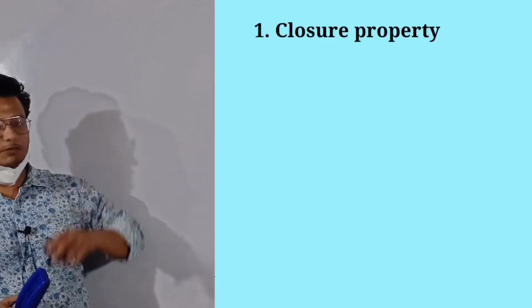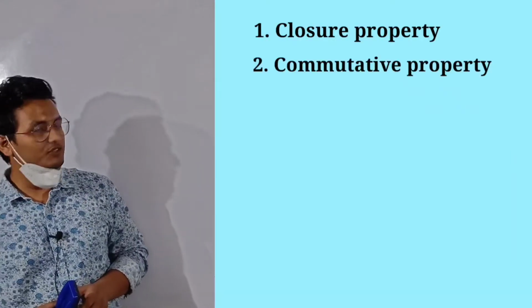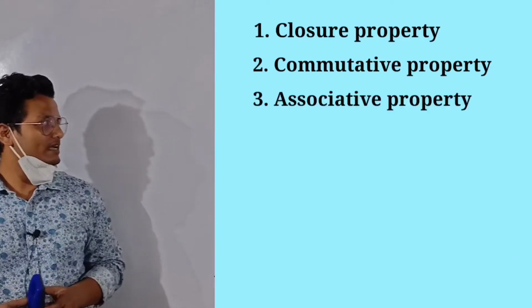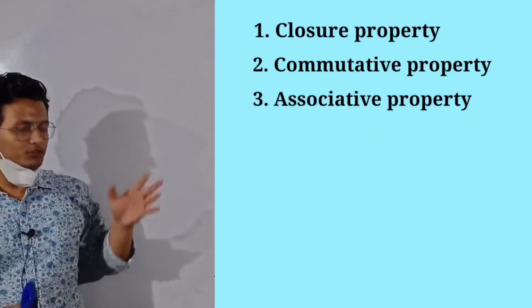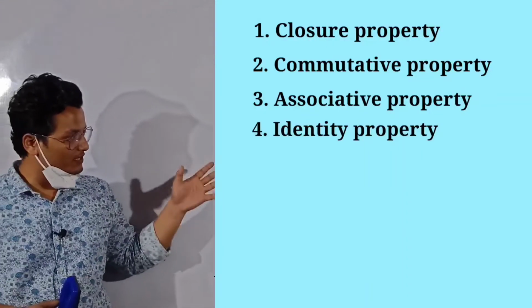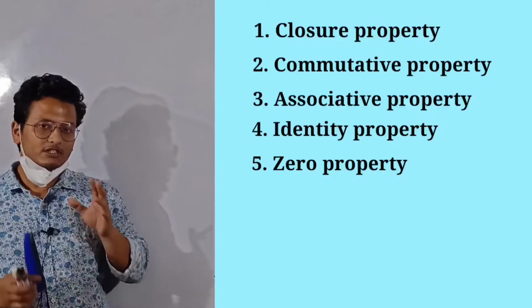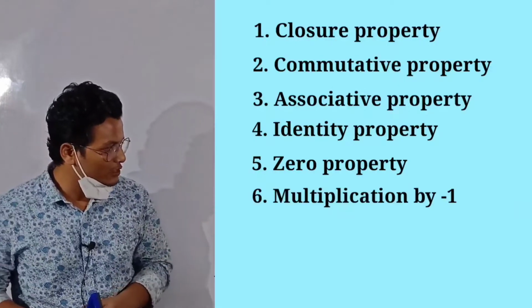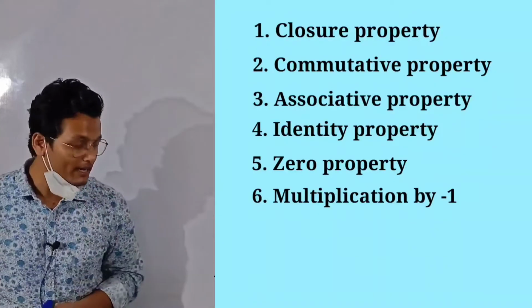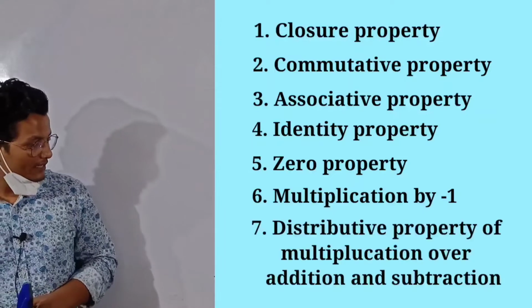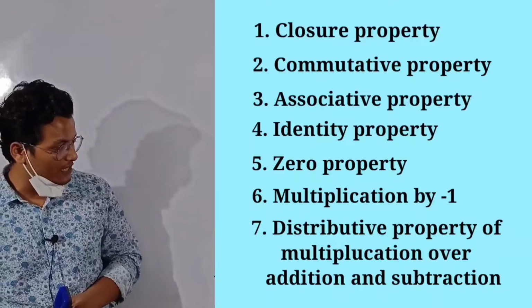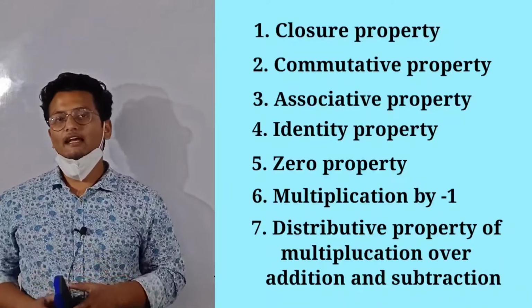I'm back again with another class, and in today's class we'll be learning about certain properties. There are 7 properties. The first one being the closure property, second one is commutative property, third one is associative property, fourth one is identity property, fifth one is zero property, sixth one is multiplication by -1, and the last one being distributive property of multiplication over addition and subtraction.